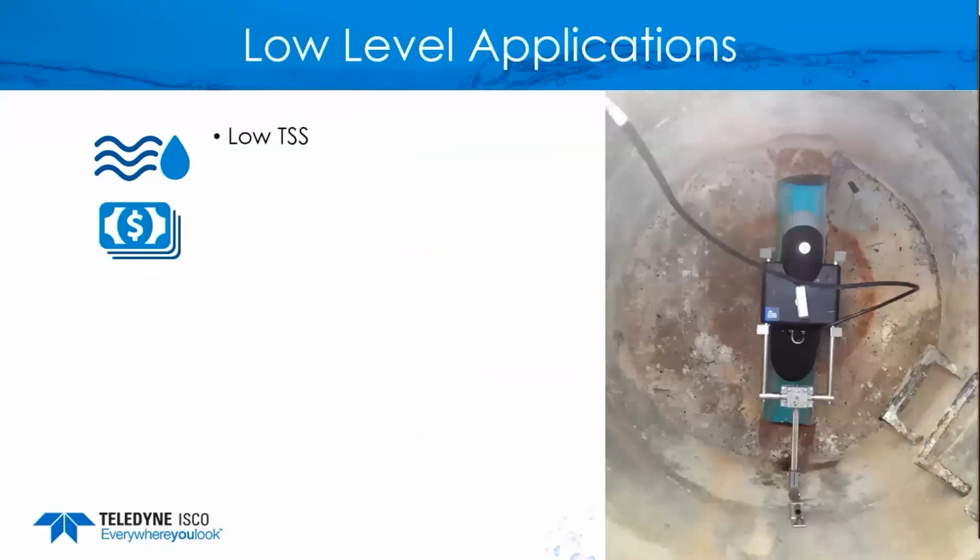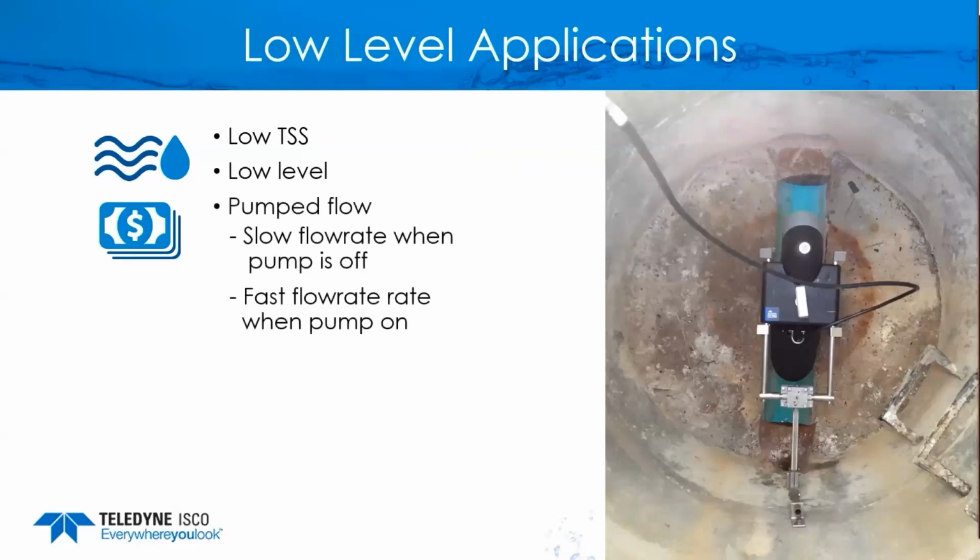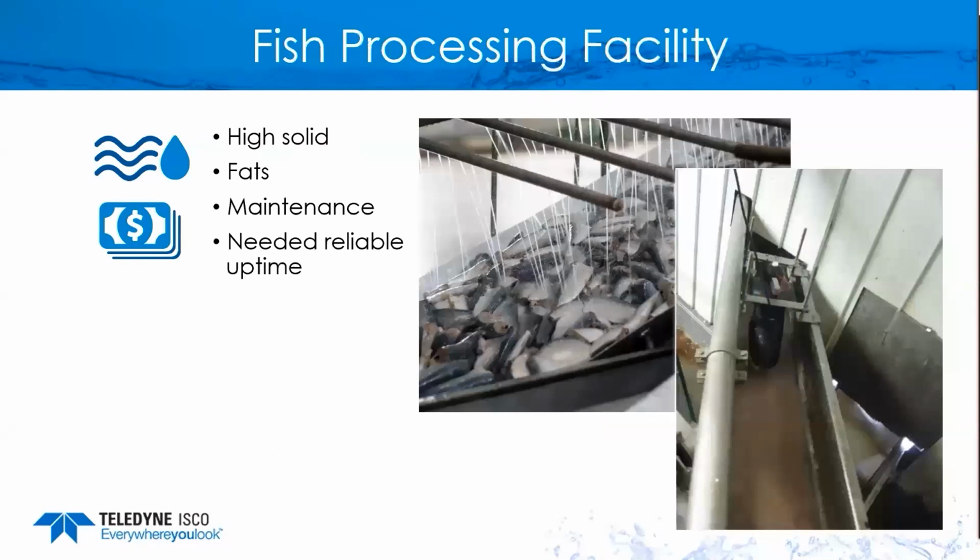Now let's take a look at a couple different applications. This particular one had very low total suspended solids. The level was down to about a half inch. And so at this industry, when the process system was down or the pumps were off, they had really slow flows, down about 5 gallon per minute or so. And then when the pumps turned on, it went up to 300 gallon per minute. So by using a non-contact sensor, it was able to actually capture both the low flows and the higher flows.